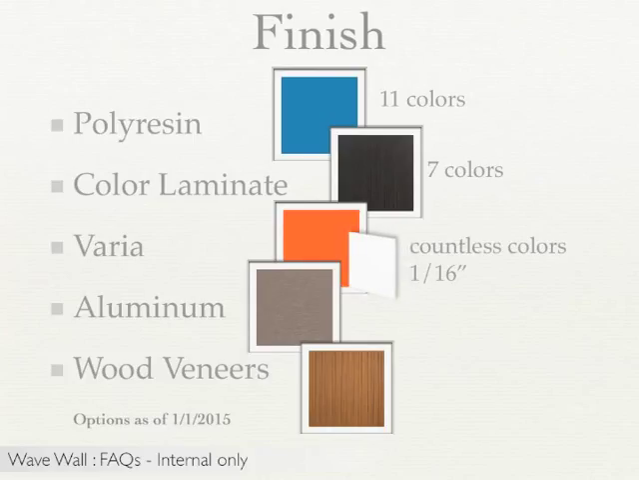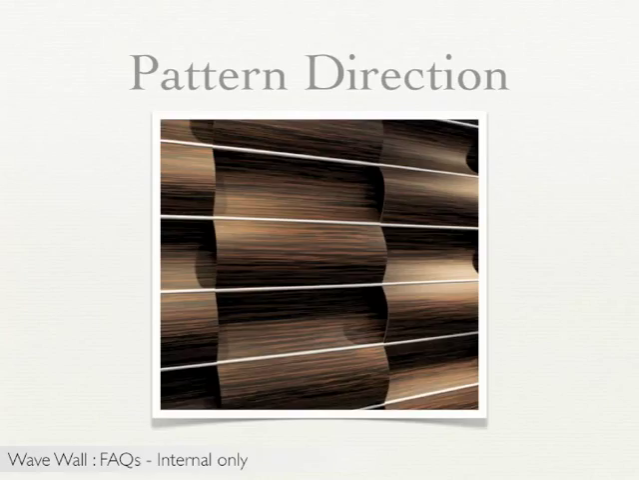Also, be aware that ghost or whiteout must be used for any Varia option, otherwise the hardware would be visible through the tiles. Aluminum has 6 color options, and there are 13 standard wood veneers to choose from. Be aware that there are additional customization possibilities within each of the standard options, and each possibility will be evaluated on a case-by-case basis. When it comes to pattern direction, any pattern will have to run parallel to the length or long dimension of the tiles.